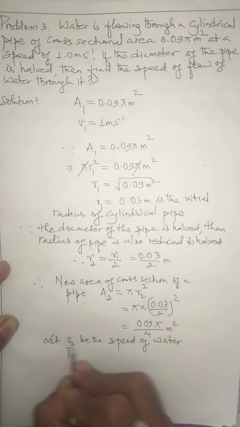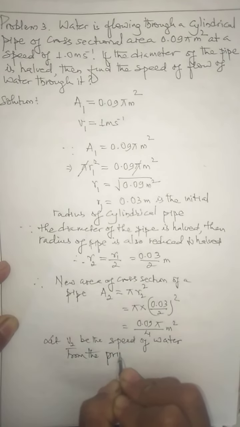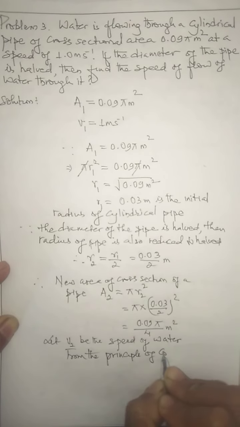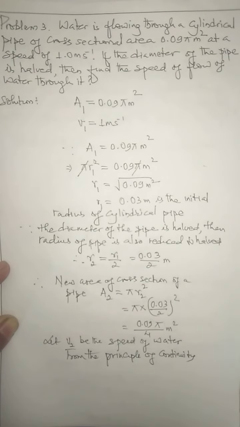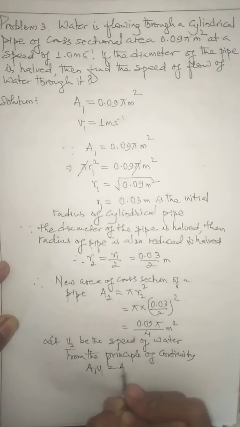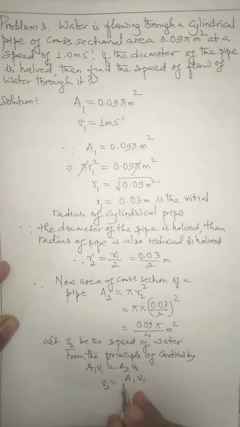So write down the principle of continuity. As per the principle of continuity, you know the relation A1 B1 equals A2 B2. Yes, we have learned already. So from here we can calculate B2. I'll make B2 the subject. So B2 equals A1 B1 by A2. Yes, we can write it this way also.